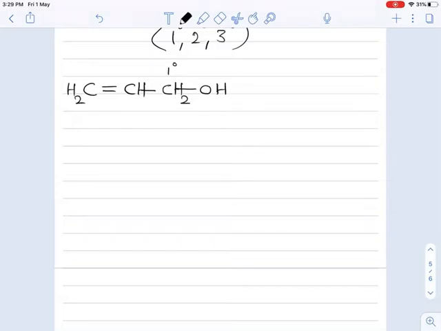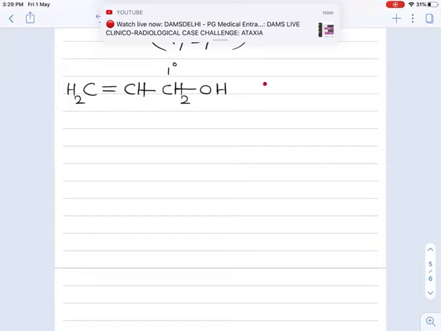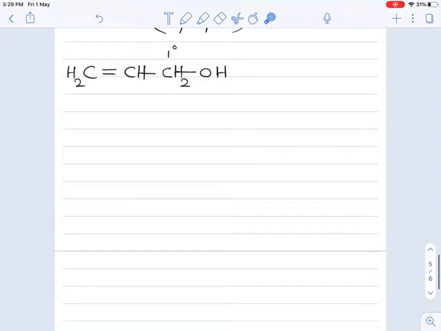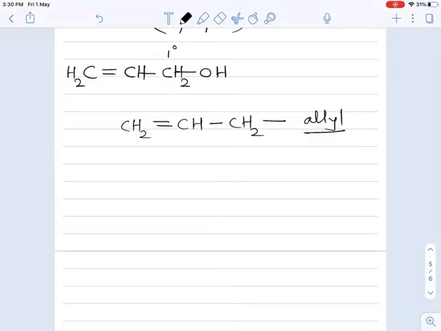Primary one, because this carbon to which the OH group is attached is directly attached to only one other carbon atom, and that's why it is a primary allylic alcohol. Now what is meant by allylic group? Allylic group means CH2=CH-CH2. This group is called an allylic group or allyl group, to which the OH group is attached.